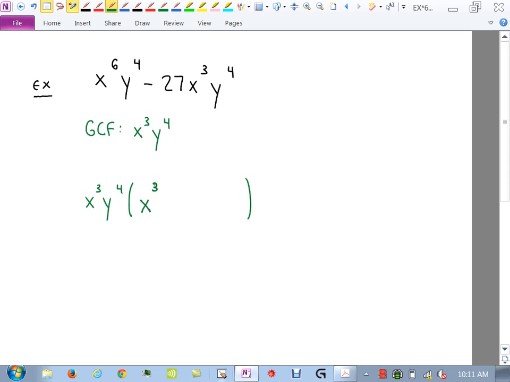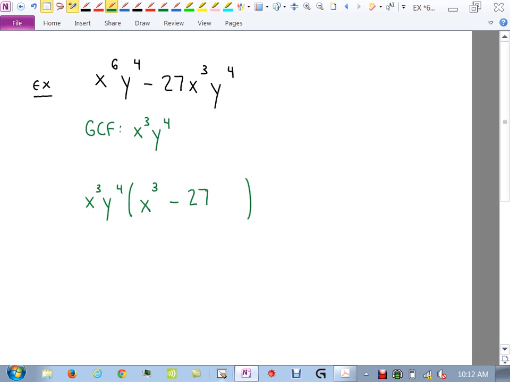All right, now how do I turn x cubed y to the 4th into, let's see, negative 27? Well, I need the negative 27, right? Do I need anything else? No, because I already have x cubed. I already have y to the 4th, so I don't need to switch anything. But I do need the negative 27. That okay? All right, so we pulled the GCF. Now what we do is we look inside the parentheses. We go, can I do anything with that?